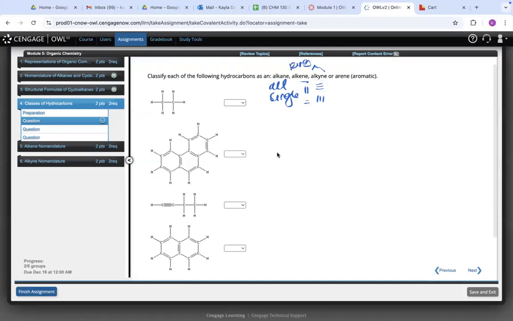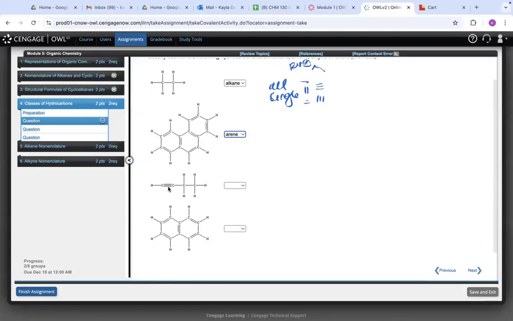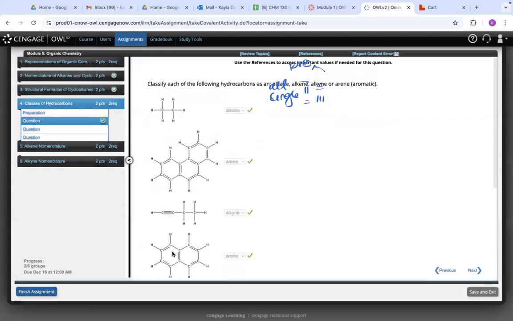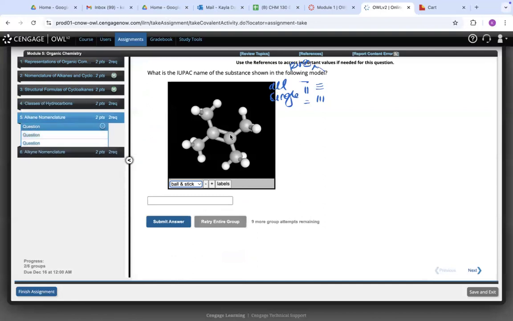All right. So right here, I see all single bonds. So alkane. Here I do see double bonds, but they are in rings, so I'm going to choose arene. Here I see three bonds, a triple bond, alkyne. And again, I do see double bonds, but they're in those rings, so it's an arene. There we go. All right, I'm not going to do a second one of that. I'm going to focus in here on the naming.